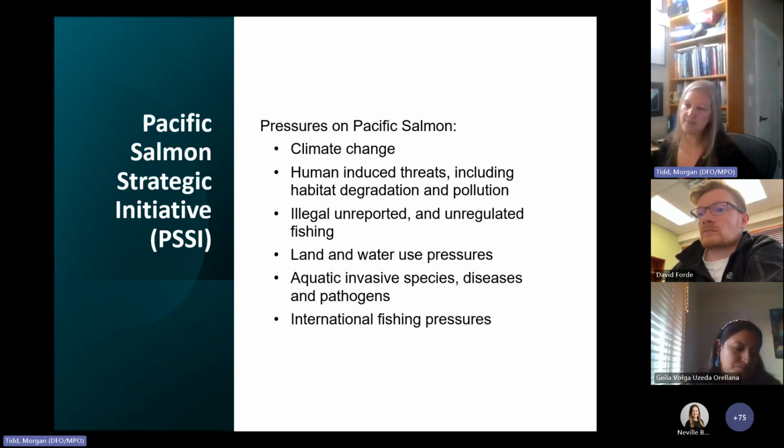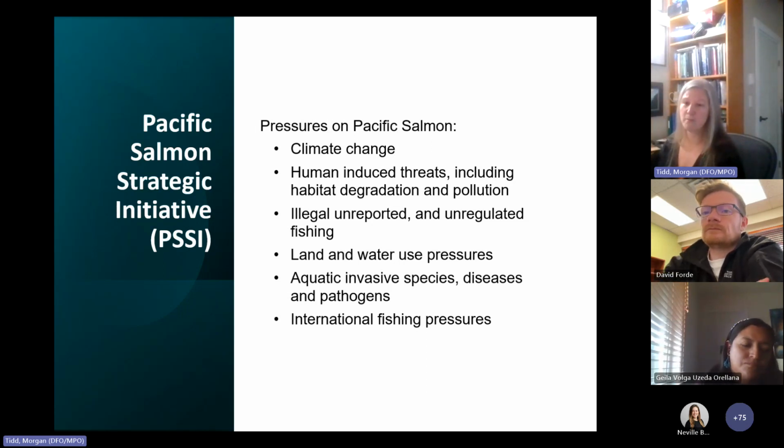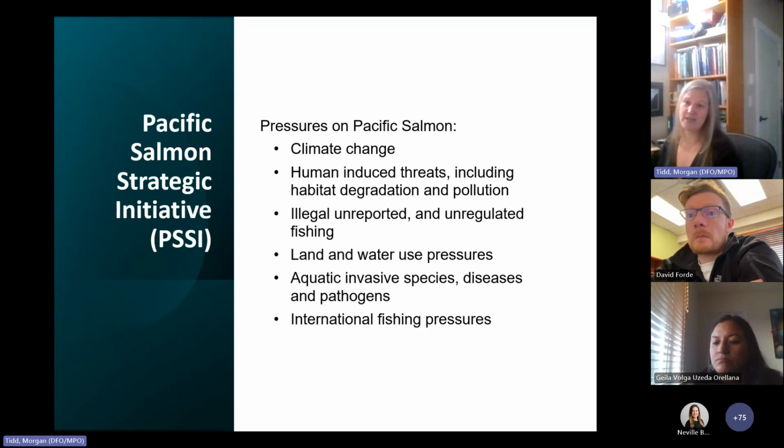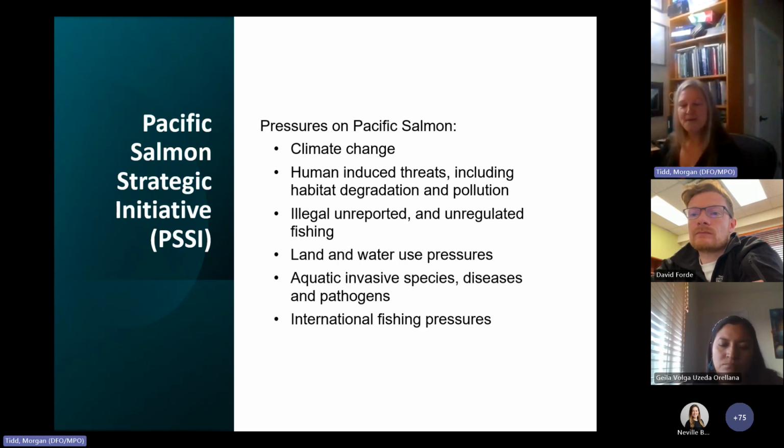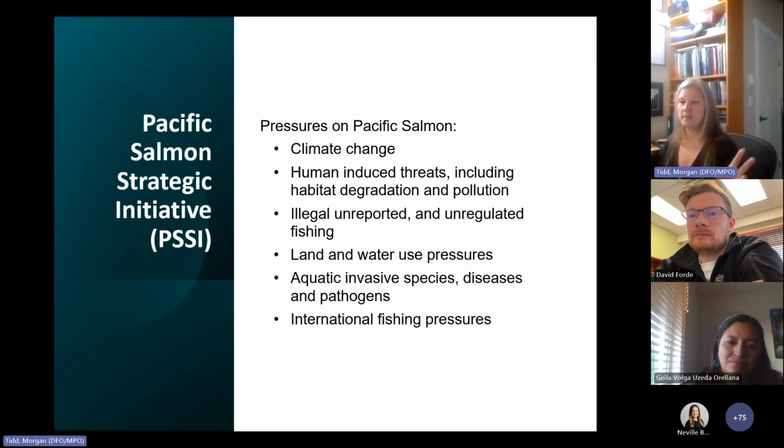Those stocks are facing persistent and severe challenges, despite reduction in harvesting of stocks of concern over the last decade. Pressures on salmon include climate change, pollution, habitat degradation, fishing pressures, land and water use pressures, invasive species, disease, pathogens, et cetera. In 2021, the federal government pledged $750 million for this program over 5 years, and we're currently midway through year 3 of 5.